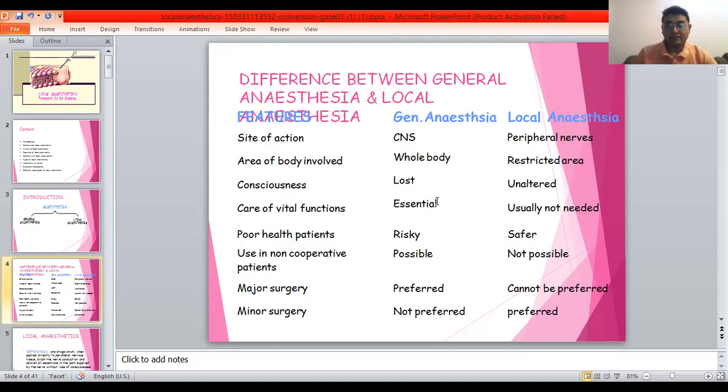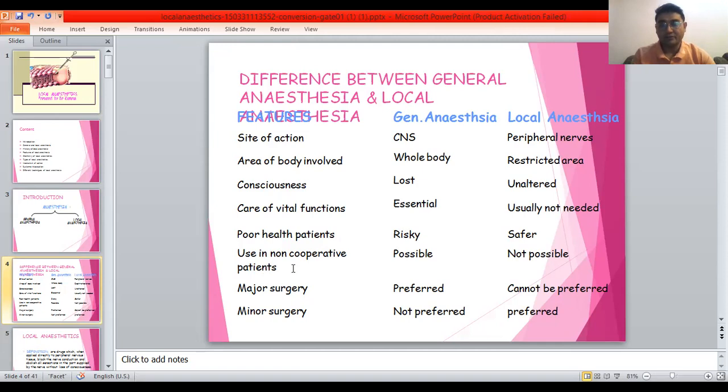If we don't have that, general anesthesia can even cause death of the patient. In poor health patients, the patients who have comorbidity conditions like cardiac disease, heart disease, respiratory disease, renal disease, or hepatic disease, general anesthesia will be risky for this category, but local anesthesia is safer for them.